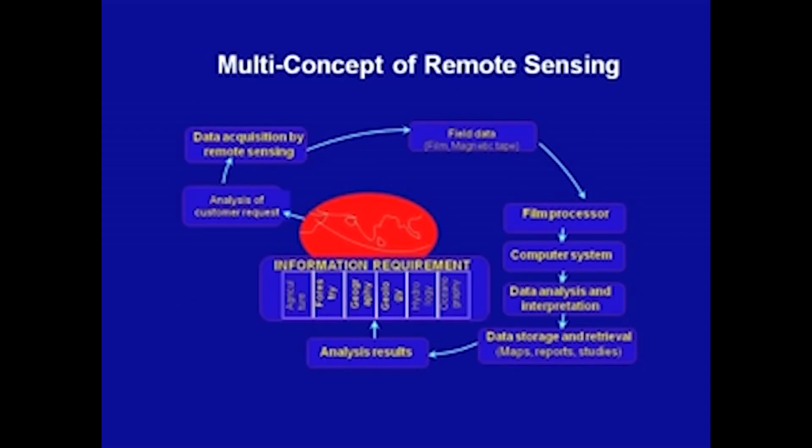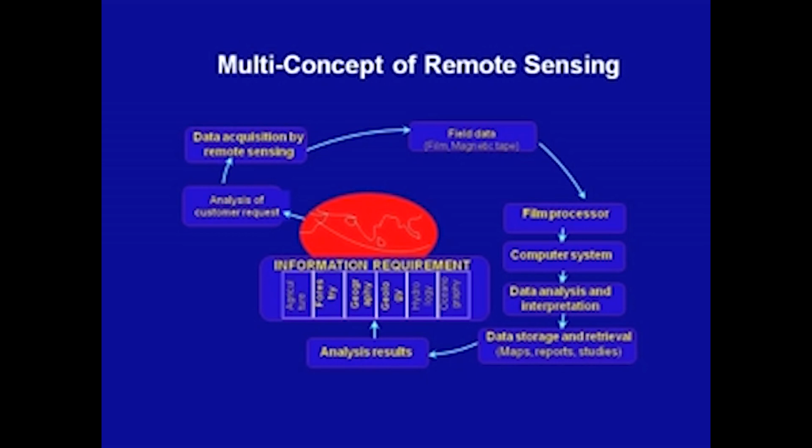This particular slide portrays the multi-concept of remote sensing. Here, from the Earth, an analysis of the user request is made, on the basis of which data acquisition by remote sensing is carried out. Along with this, there could be some field data which could be utilized in order to analyze the data.